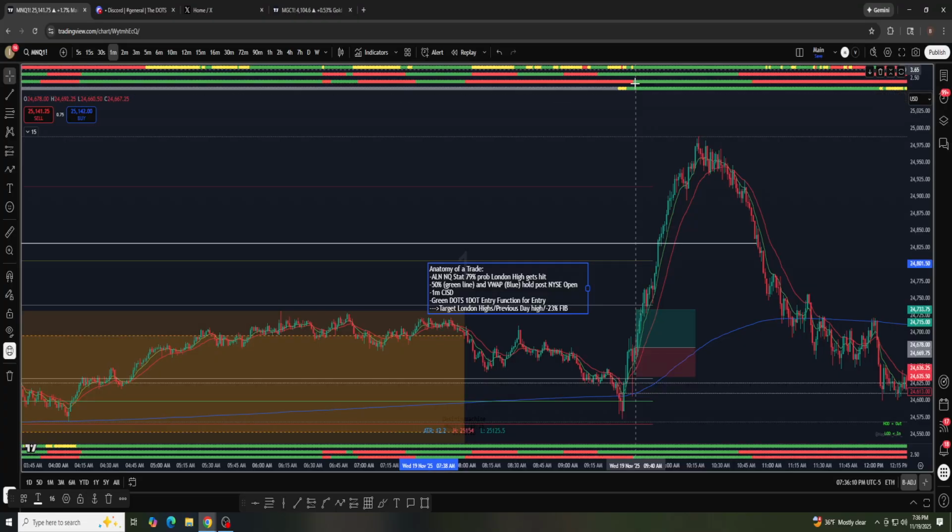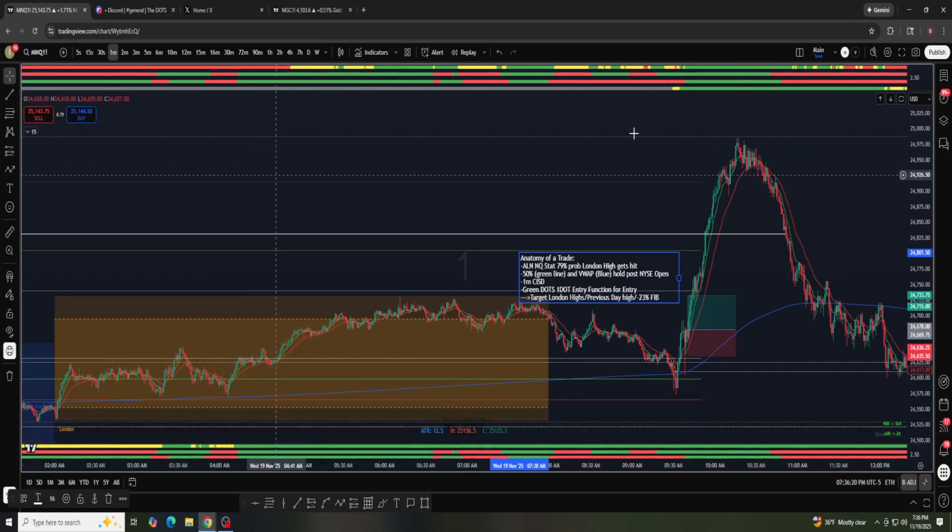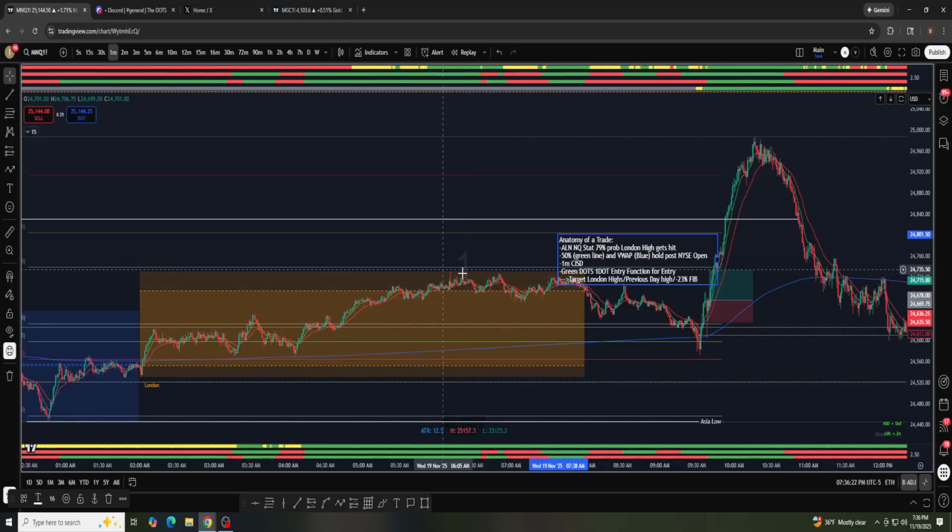So when the dots are all green, look for your back-tested setup to get long. If the dots are all red, look for your back-tested setup to get short. I like to use the dots to previous highs, previous lows, some obvious form of liquidity or target.